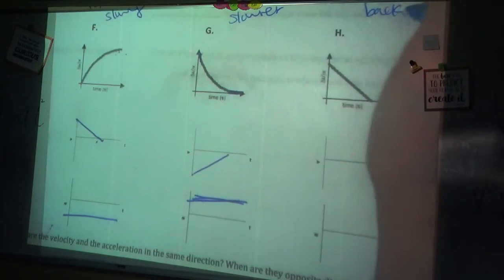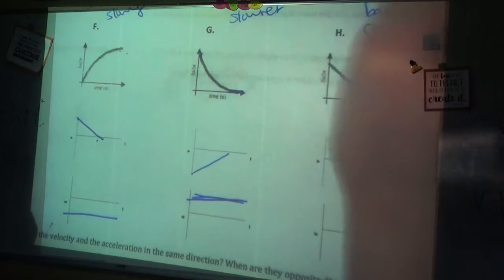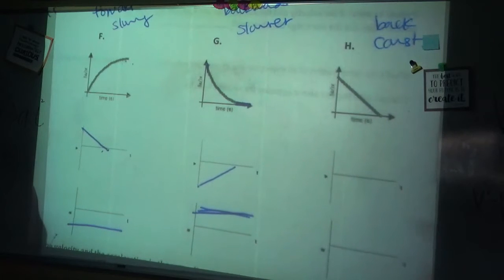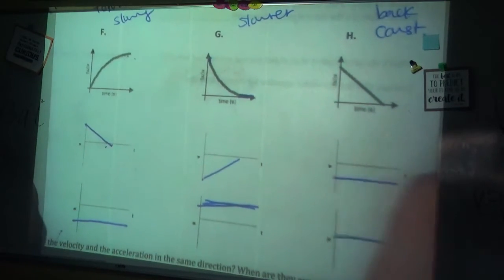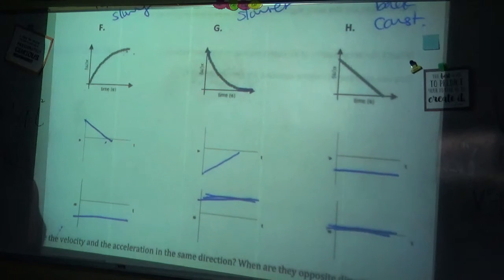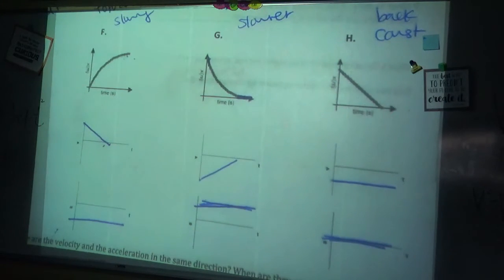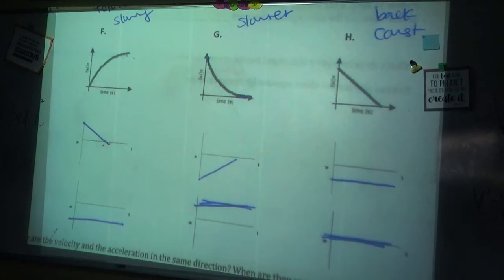And then H is going backwards at a constant velocity, so I need a constant velocity graph, but it needs to be negative because it's going backwards, and because it's constant velocity, there's no acceleration. So acceleration is 0. Now the next question asks, in which of the cases above are the velocity and the acceleration in the same direction?